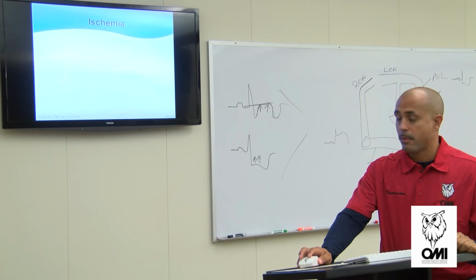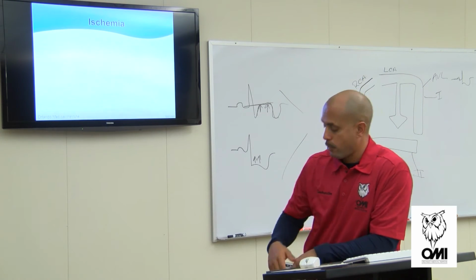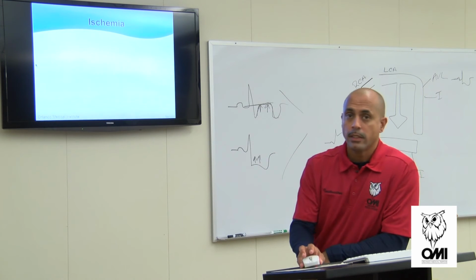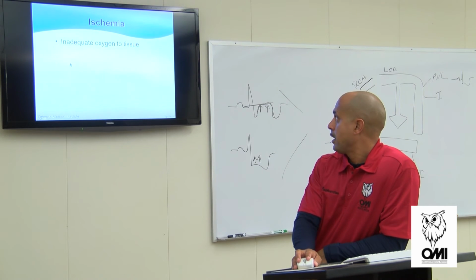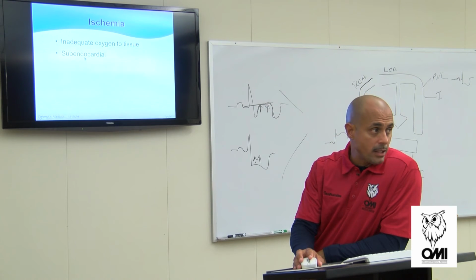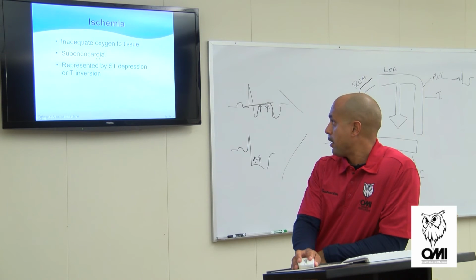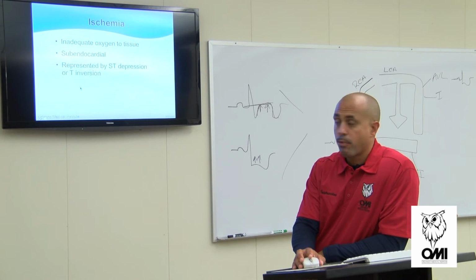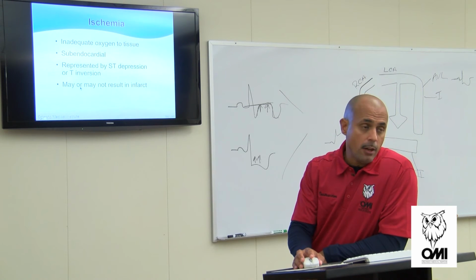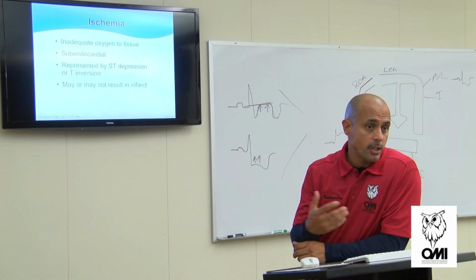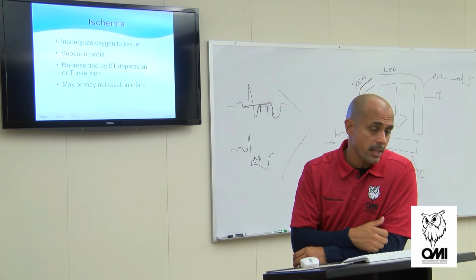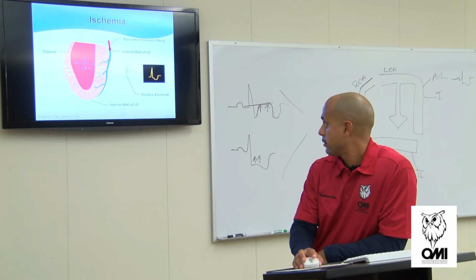But now we have ischemic. Once the tissue becomes ischemic, we have a blockage of the coronary artery. We have inadequate tissue perfusion. It always starts at the subendocardium, as we talked about. And it's going to be represented, the ischemia, by ST depression or an inverted T wave. It may or may not result in an infarction. If we start the reperfusion and we're successful, then we prevent the infarction.